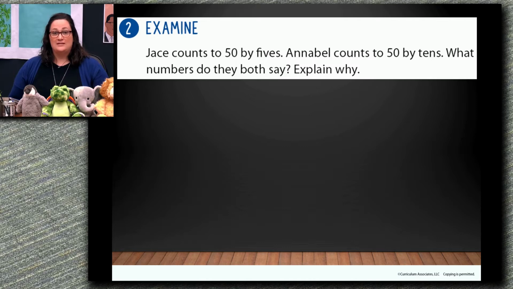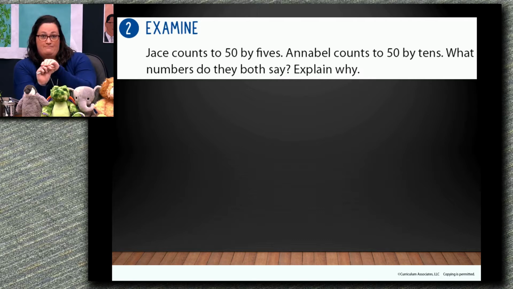Jace counts to 250 by 5s. Annabelle counts to 50 by 10s. What numbers are both of them going to say and why? I'm going to give you 2 minutes to work this out on your whiteboard. I don't want to know all the numbers they're going to say. I want to know what are the numbers that both Jace and Annabelle are going to say.